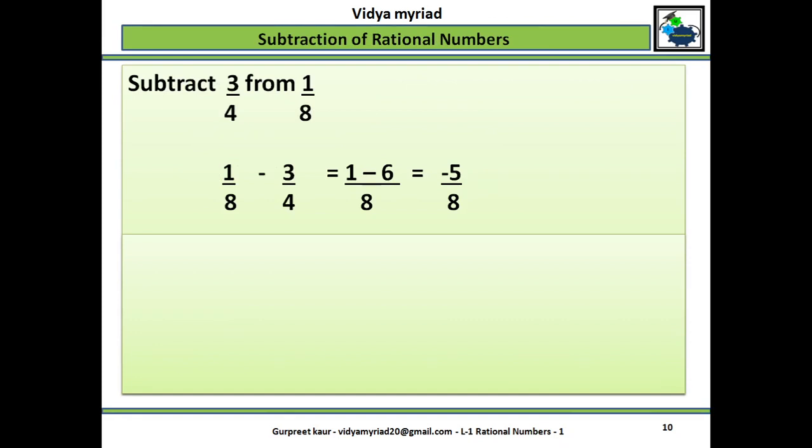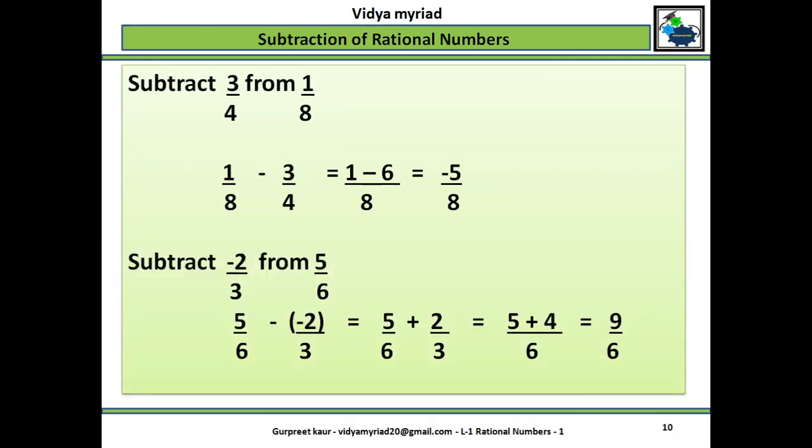Now, let us begin with the subtraction part. Now, how to solve the subtraction? Suppose you have a question, subtract 3 upon 4 from 1 upon 8. From means you have to first write the second number and then you will write the first number. From 1 upon 8, so write 1 upon 8 first, then subtract means minus sign, and then 3 upon 4. Take the LCM, solve it, you will get minus 5 upon 8.